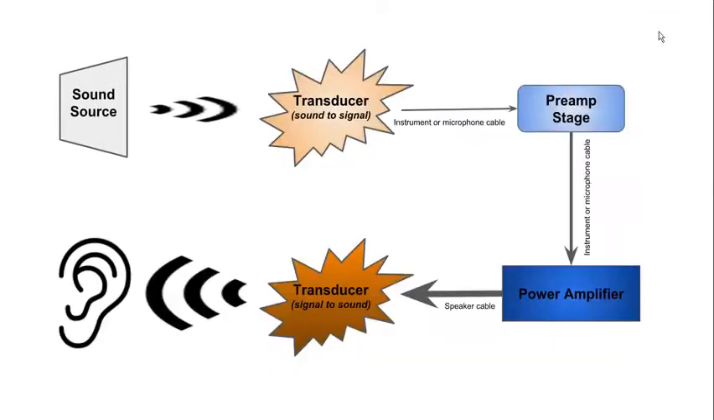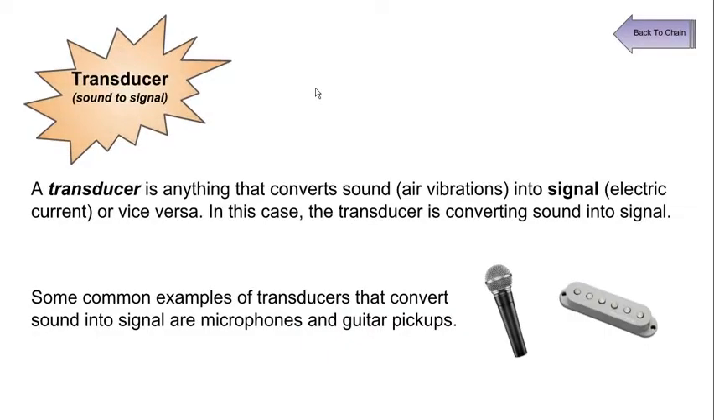We can now go back and we can see that sound going along to the transducer. Now, do you remember a transducer's job? Yes, it changes sound to signal. Right, so we can click on that and get a little more detail about that. It's anything that converts sound into signal. And what was signal again? Electricity? Electric current, just like it says.